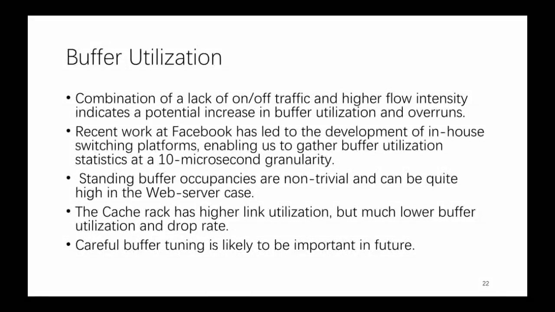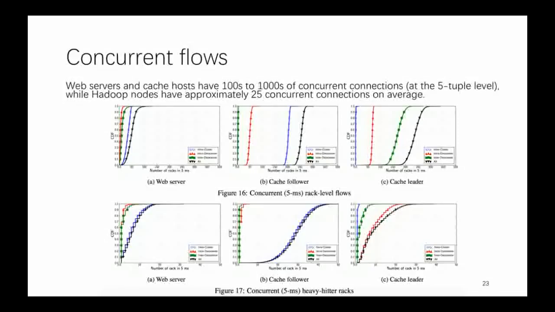Let us try to understand the concurrent flows. When we say concurrent, we mean that it is existent within the same window in a data center. While we find that web servers and cache hosts have hundreds to thousands of concurrent connections, Hadoop nodes have approximately 25 concurrent connections on average, and this goes well with the findings of Alizadeh.